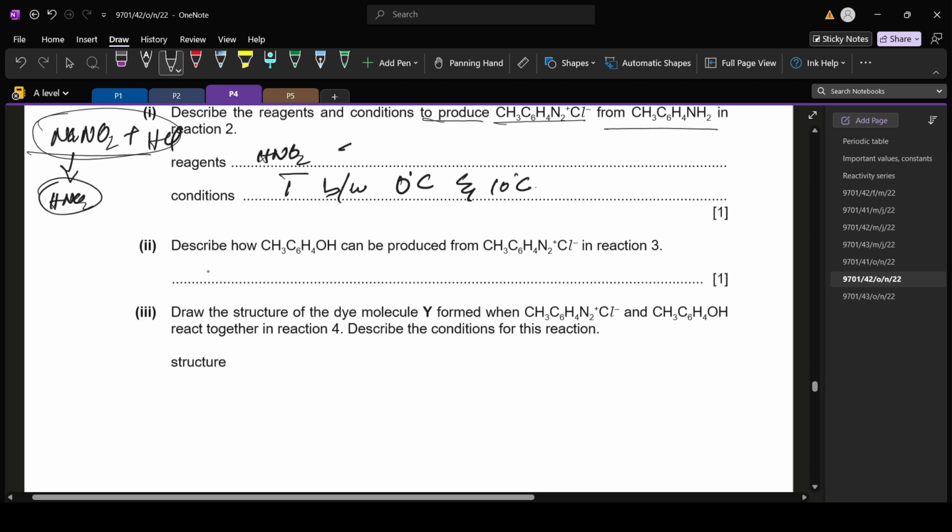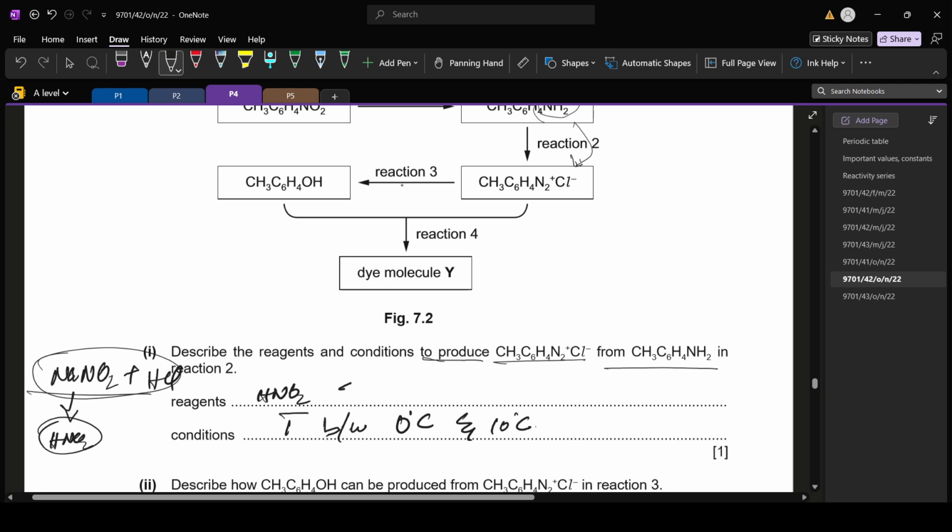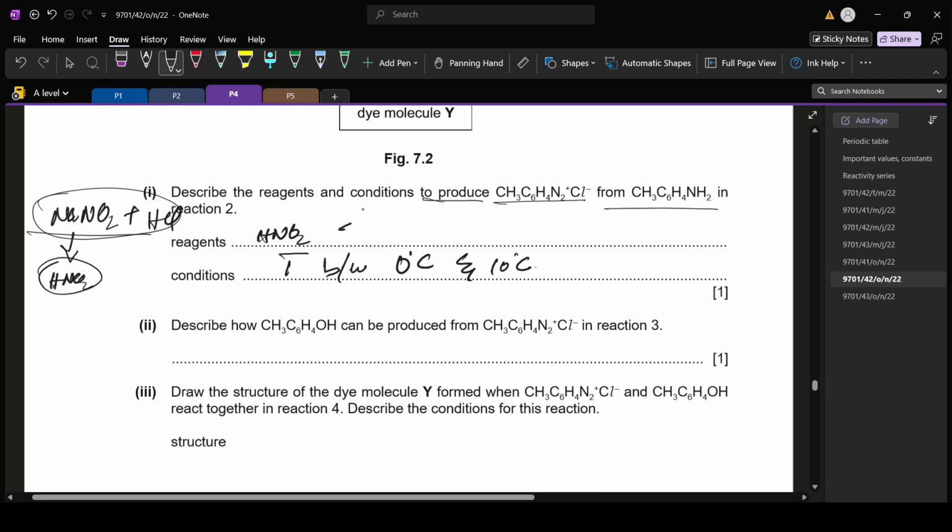Now part 2, describe how this CH3C6H4OH can be produced from this diazonium ion in reaction 3. So this is actually a phenol. Phenol is produced from the diazonium ion by reacting it with steam or water, and the temperature above 10 degrees Celsius. Okay, so temperature above 10 degrees Celsius and water.